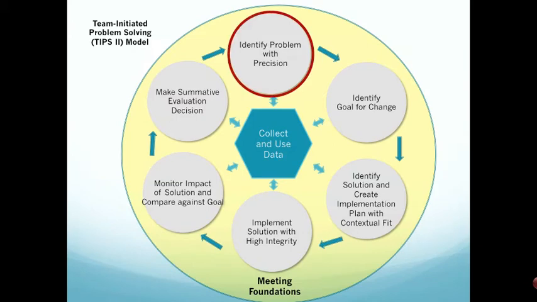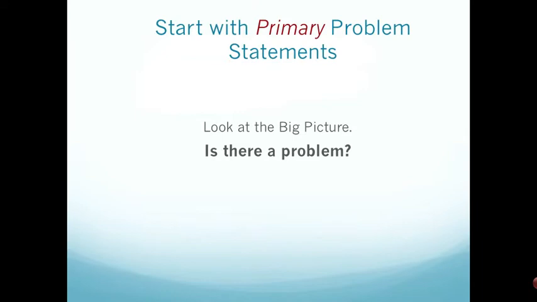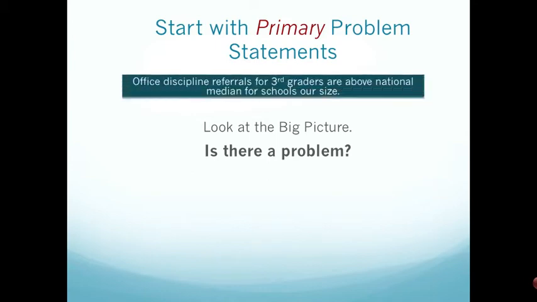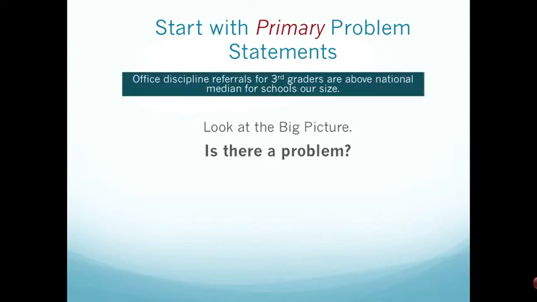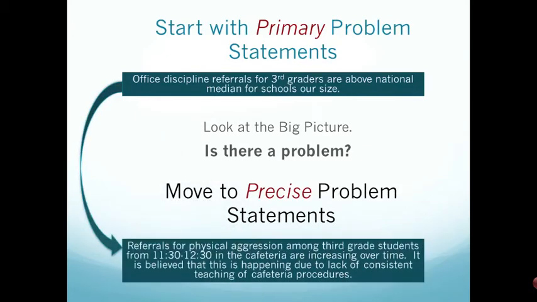Let's take a closer look at the first step. We start out by taking a big picture look at our data to answer the question of, is there a problem? We often start out with more primary statements, such as this: office discipline referrals for third graders are above national median for schools our size. This is a good first step. However, it doesn't give us very much direction as to the solutions to put in place. We need to define it with more precise elements.